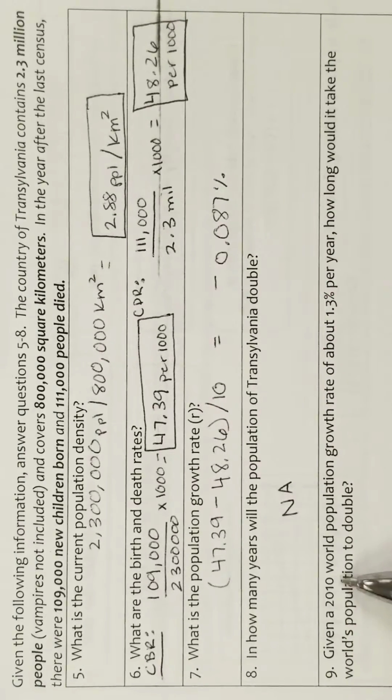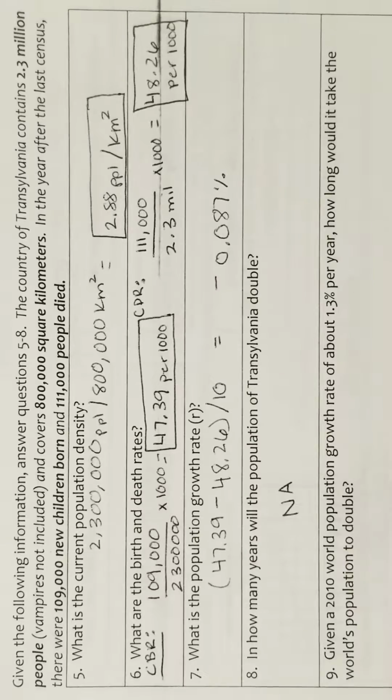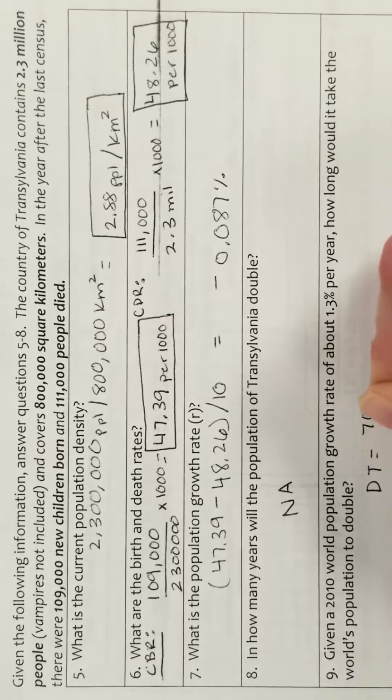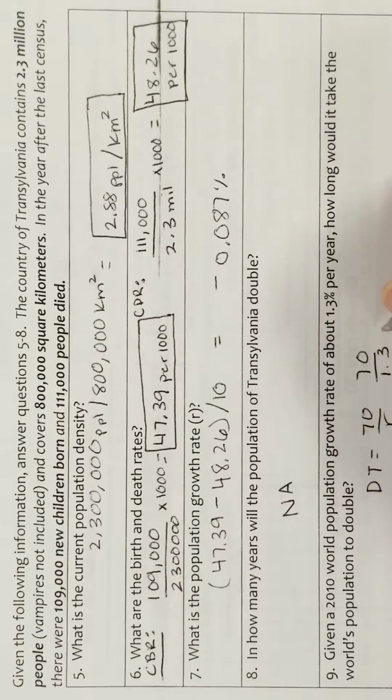All right, given a world population growth rate of about 1.3% per year, how long would it take that population to double? Well, our formula for double time is 70 over the growth rate, which in this case is just 70 over 1.3%.